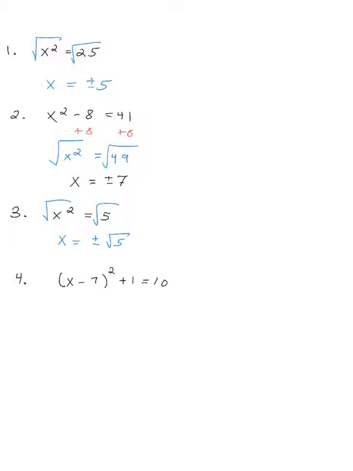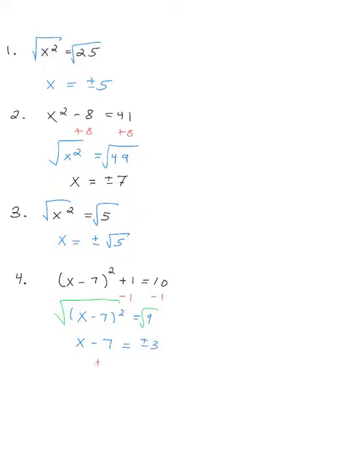To solve this one for x, you could square out x minus 7, but instead, what I'm going to do is subtract 1 from both sides. We get that x minus 7 squared is equal to 9, and I'm going to take the square root of both sides of the equation. It doesn't matter how much is in the parentheses. When you take the square root, it just reduces to x minus 7, provided that you put plus or minus 3 on the other side of your equation.